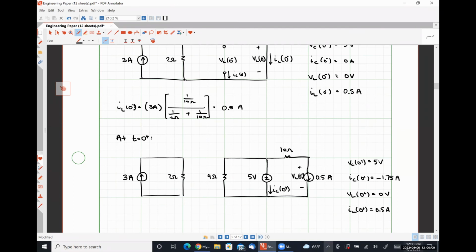All right, so our analysis at t equals zero minus is done. I believe our analysis at t equals zero plus is done. Do we have to analyze the circuit at t equals infinity? Exactly right. There are no independent sources left in the circuit, so there's no need for us to do any analysis at t equals infinity. So we can now move on to our response equation bit.